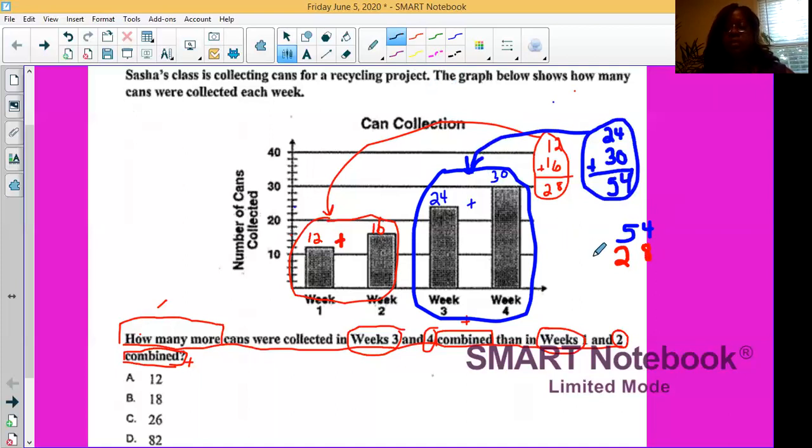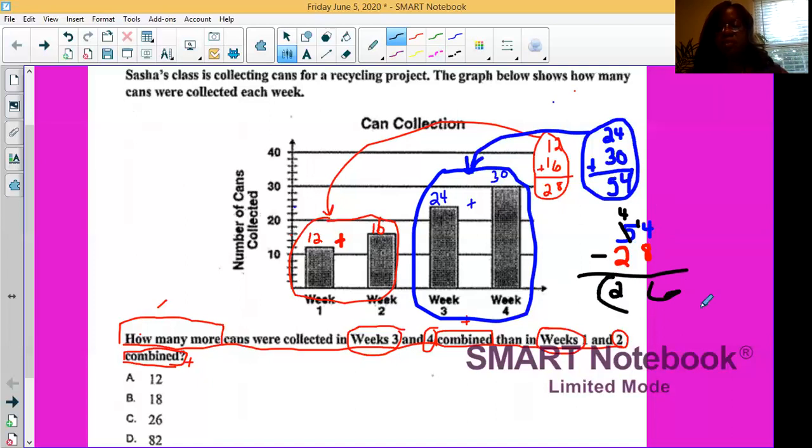And get an answer. Figure it out. All right, I know I can't take 8 from 4, so I have to regroup. It becomes a 4. And 10 plus 4 gives me 14. So 14 minus 8 gives me 6. And 4 minus 2 gives me 2.